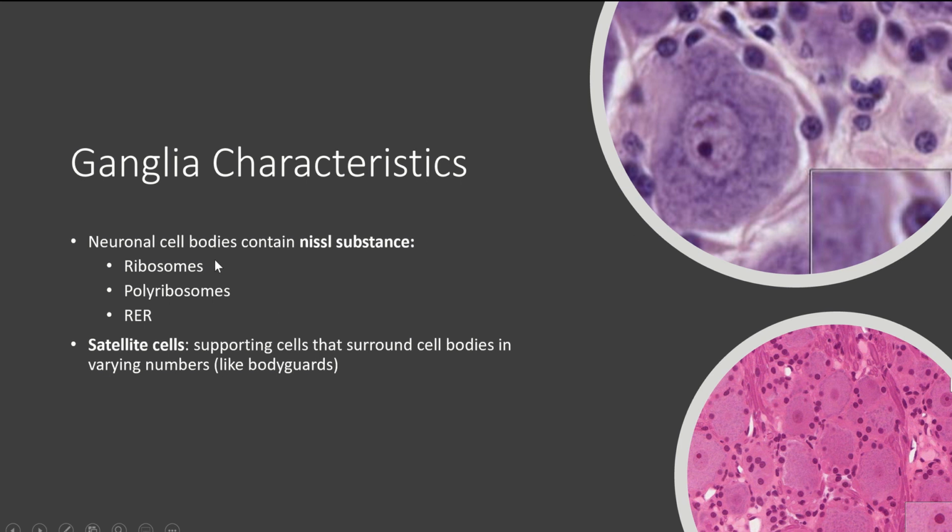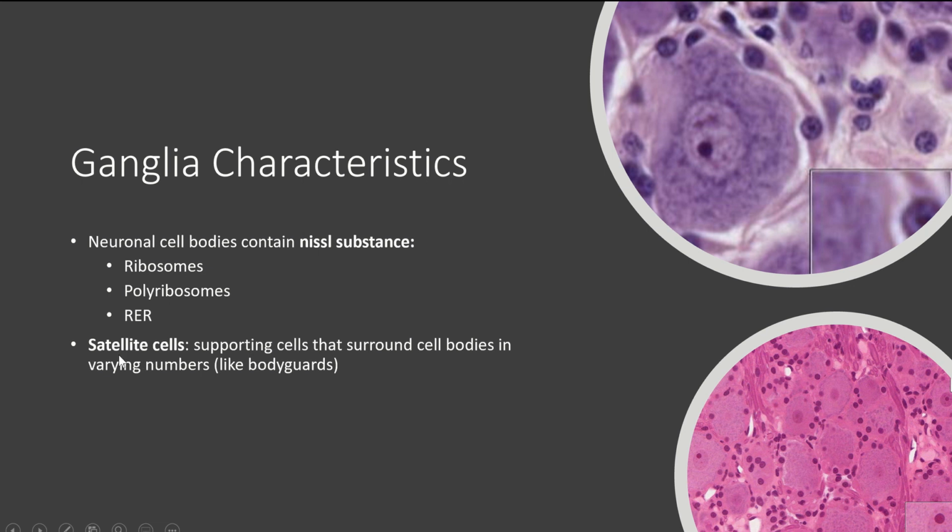Okay. And remember, polyribosomes, ribosomes, and rough endoplasmic reticulum are very important for protein synthesis. All right, so it just means we're making a lot of things in this cell. It's a very metabolically active cell. And so we kind of characterize that on the light microscopic level as Nissl substance, that kind of grainy stuff.